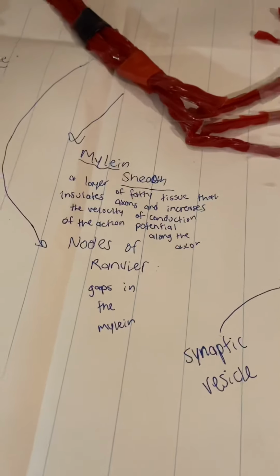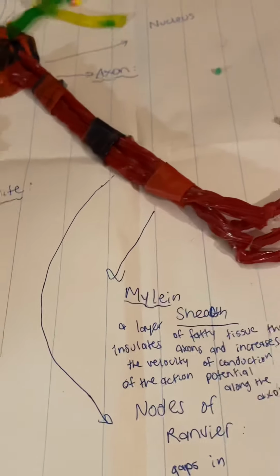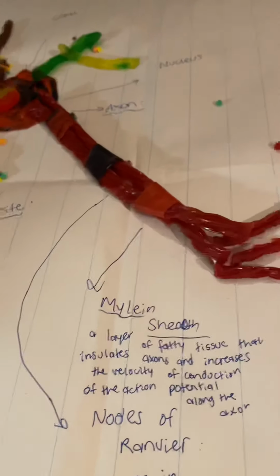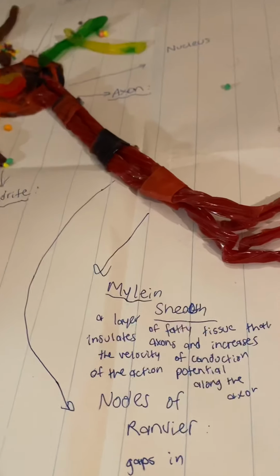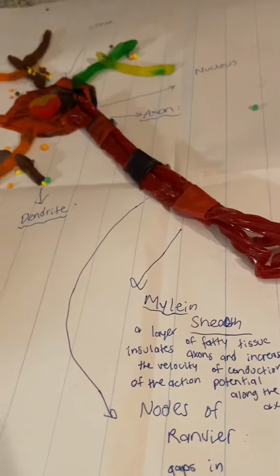Next, we have the nodes of Ranvier, which are just the gaps in the myelin sheath, so anywhere the wrapping is not around there, and it's just a periodic gap of insulation and helps make nerve impulses go more rapidly.